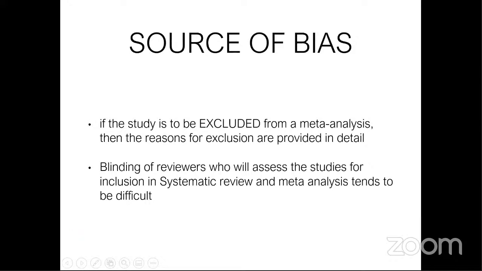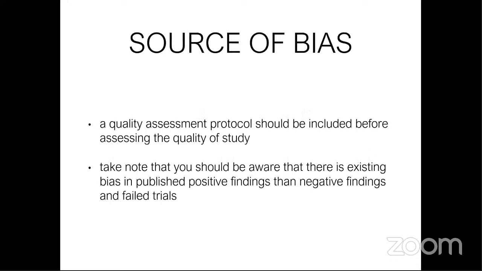So if a study is to be excluded from a meta-analysis, then the reasons for exclusion are provided in detail. Blinding of reviewers who will assess the studies for inclusion in systematic review and meta-analysis tends to be difficult. So a quality assessment protocol should be included before assessing the quality of studies. And take note that you should be aware that there is existing bias in published positive findings over negative findings in failed trials. Why is it so?